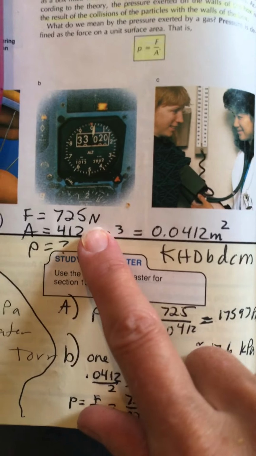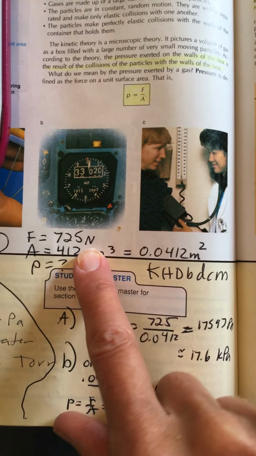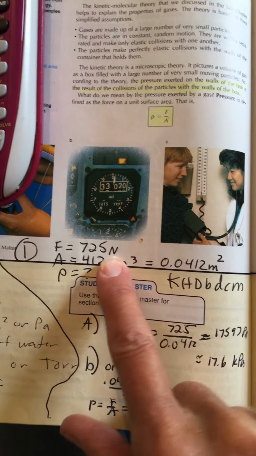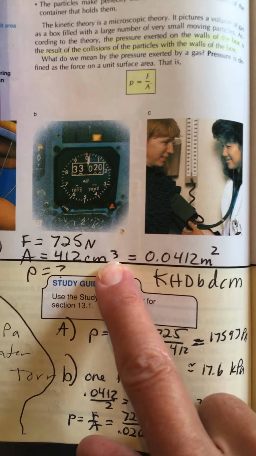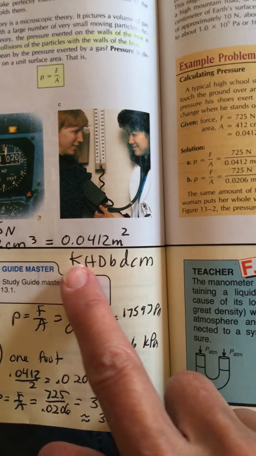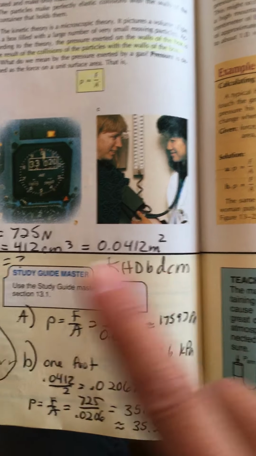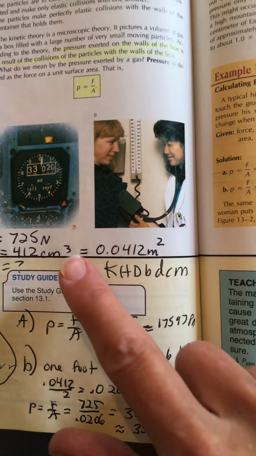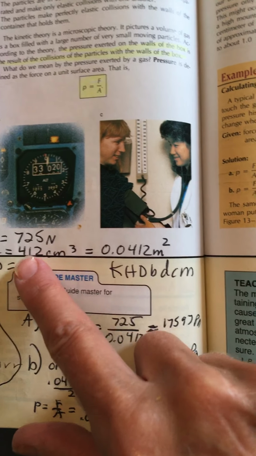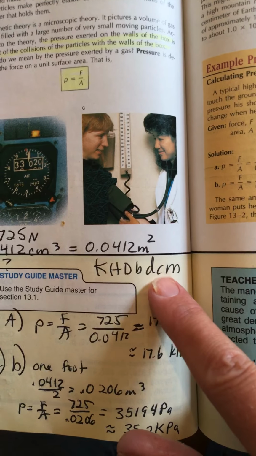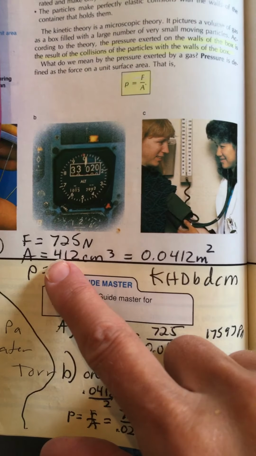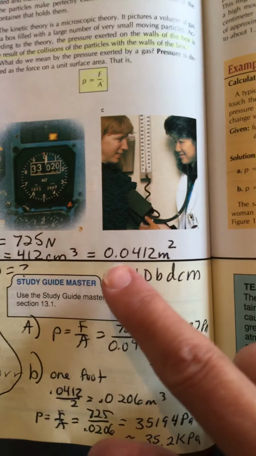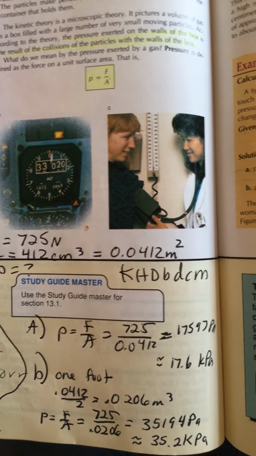Well, newtons have meters in it, so we need this to be in meters and not centimeters. So first we're going to change it using King Henry's Daughter Bakes Delicious Chocolate Muffins. I'm at centi. I need to go to the basic unit, meters, so I move the decimal place 1, 2 places, 1, 2 in that direction.